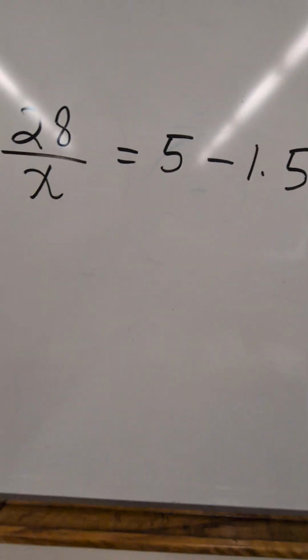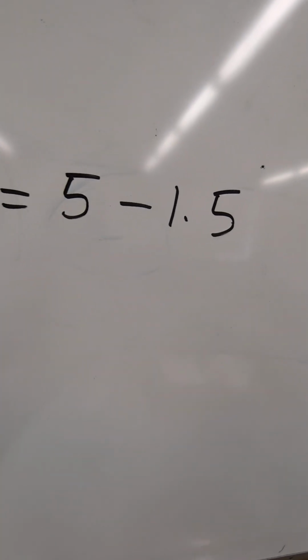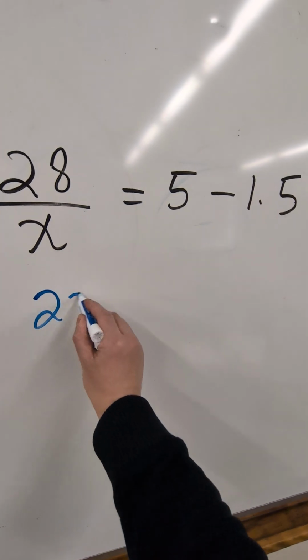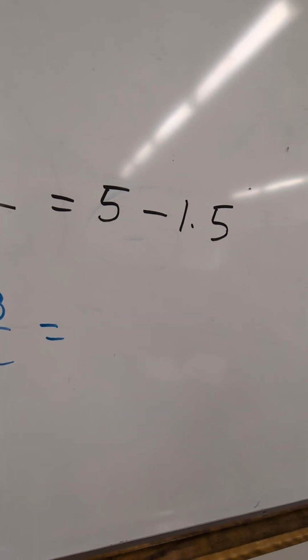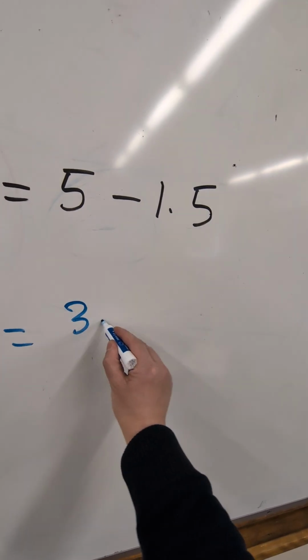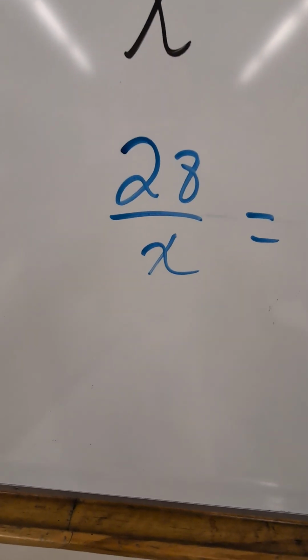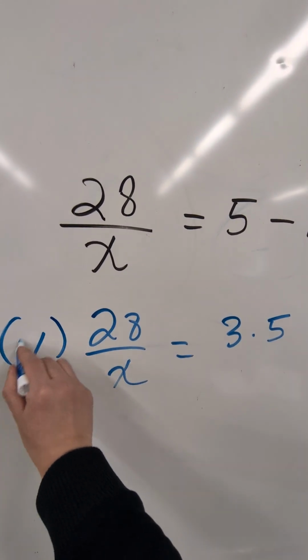Next question, 28 divided by a number is equal to 5 minus 1.5. I can actually simplify this first. So I have 28 divided by x on the left side is equal to 5 minus 1.5, which is just 3.5. From here, I don't want x in the denominator, so I'm going to multiply both sides by x.